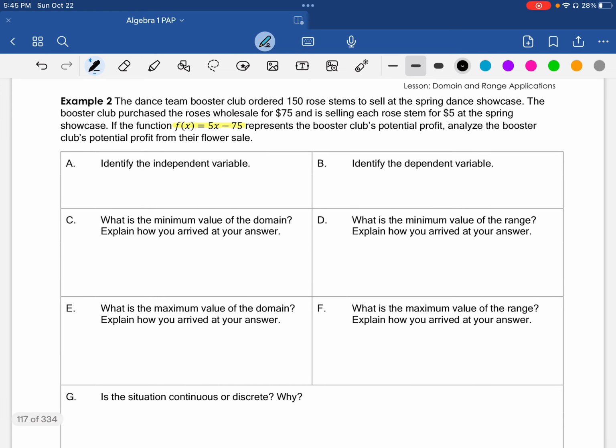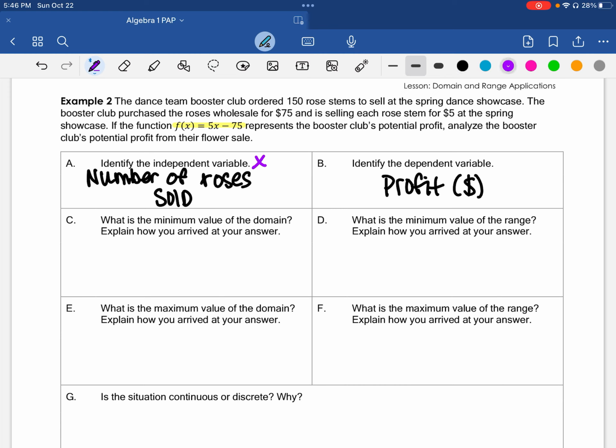Analyze the Booster Club's potential profit for their flower sale. Let's go ahead and identify the independent variable. Well, this would be the number of roses that I sold. Okay, this is going to be my X. Identify my dependent variable. Well, this would be my profit, which of course is a type of money. So this is going to be my Y value.